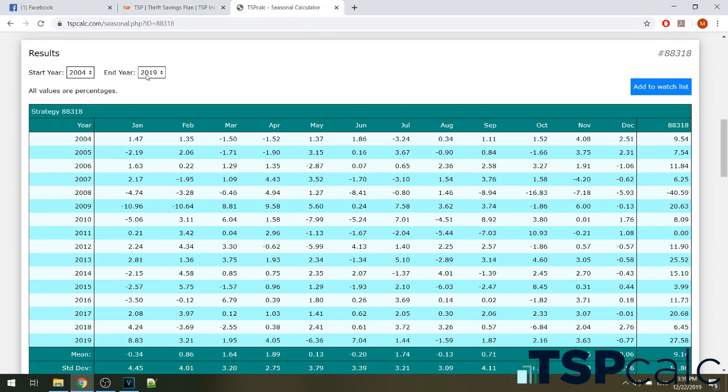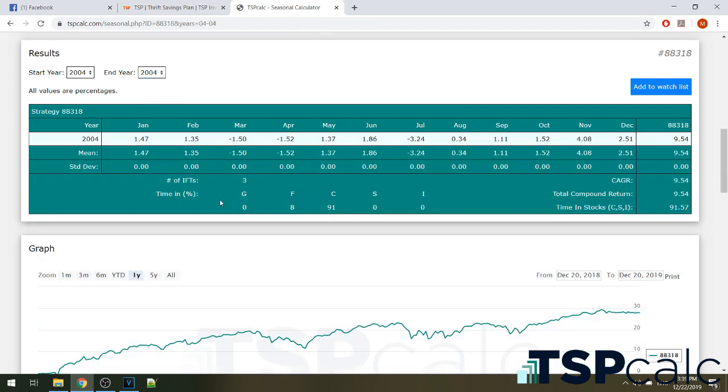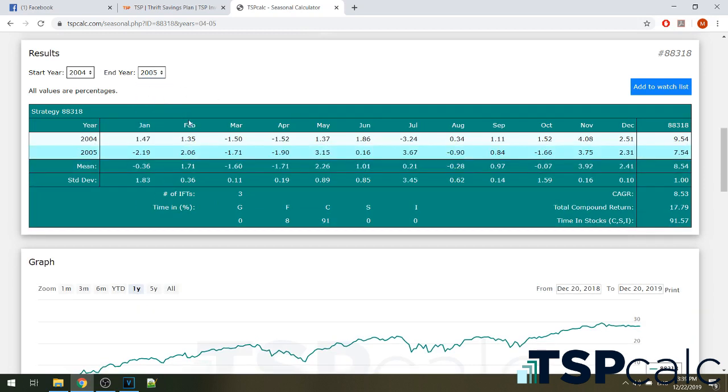Okay, so you can change the start year and end year here, and what that does is it just changes this table. So let's just look at 2 years to start with. In January 2004, if you had made these trades exactly as prescribed, you would have returned 1.47%. Like it says here, all values are in percentages. I took the percent sign off just for readability. If it's negative, that will be specified. Otherwise, it's a positive percent gain.